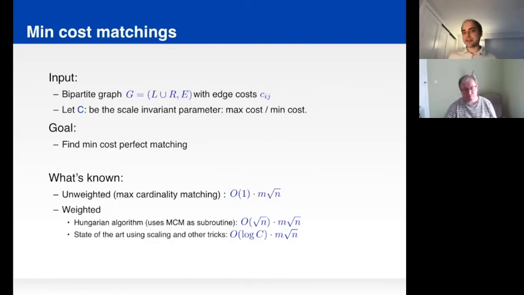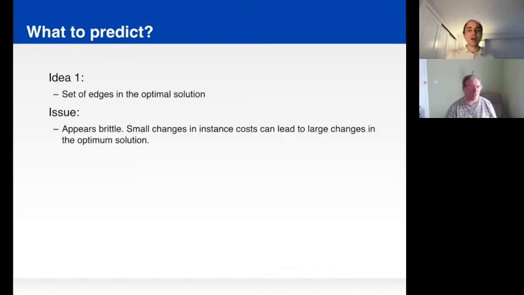OK, so this is our bar. We're going to pay m root n kind of no matter what. But what we want to do is reduce how many times we call min-cost perfect matching. We want to reduce the term in front. Great. What do we predict?